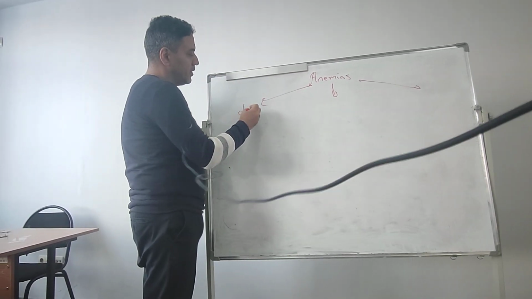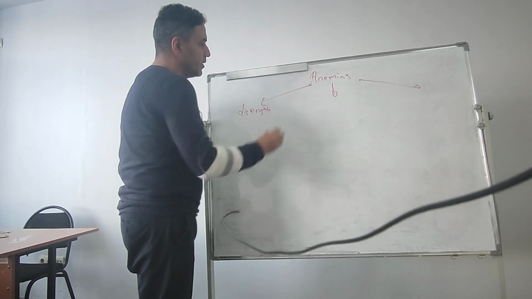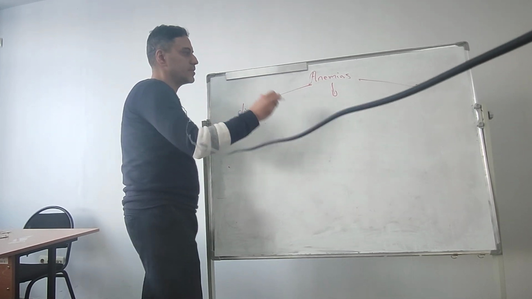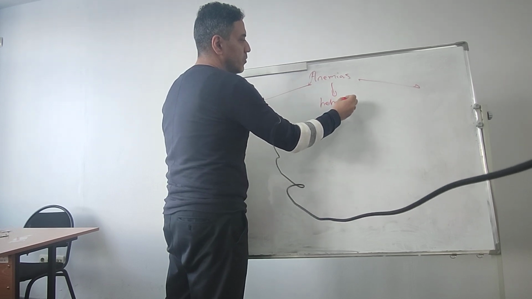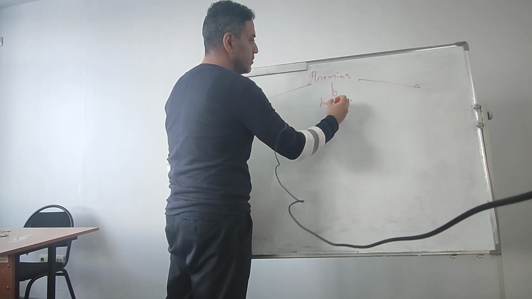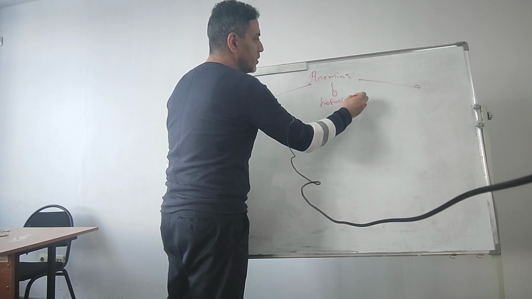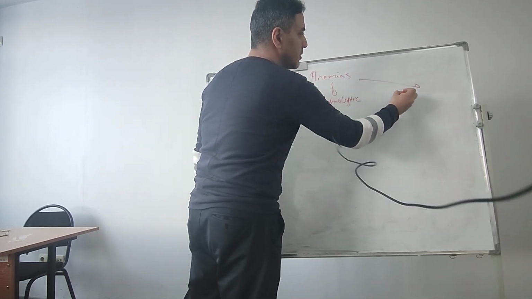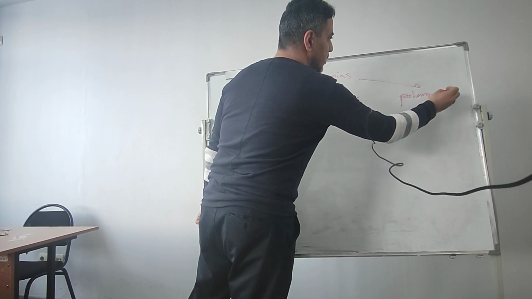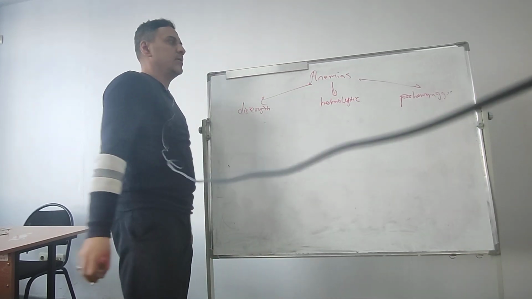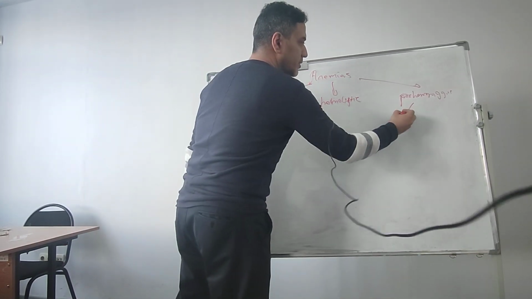Erythropoietic anemias, a problem in the formation of blood cells. Hemolytic anemias. Post-hemorrhagic anemias. Let us see very fast.